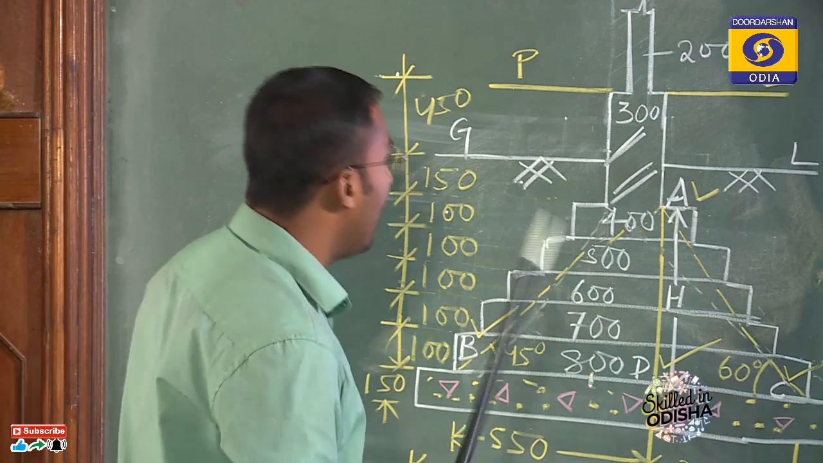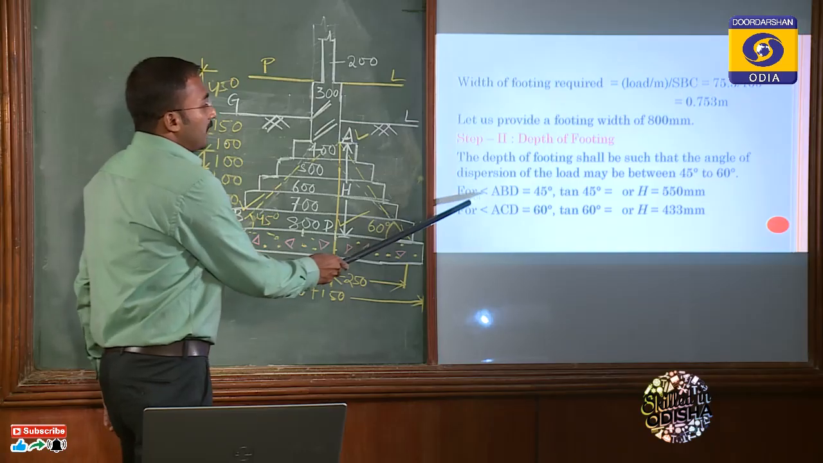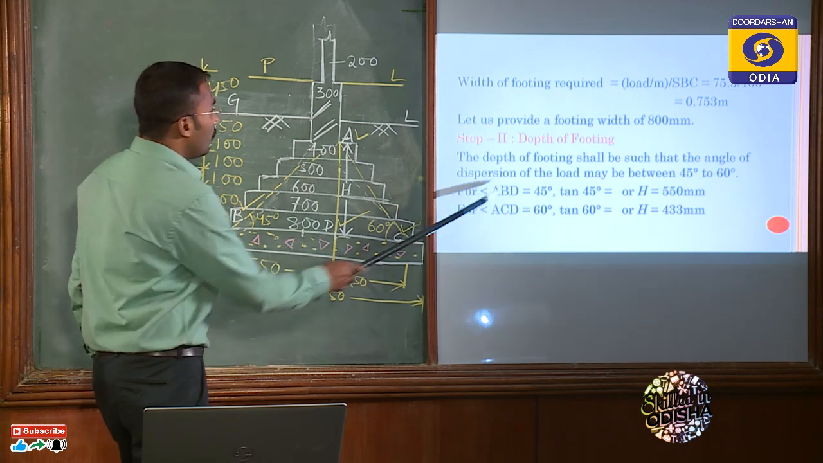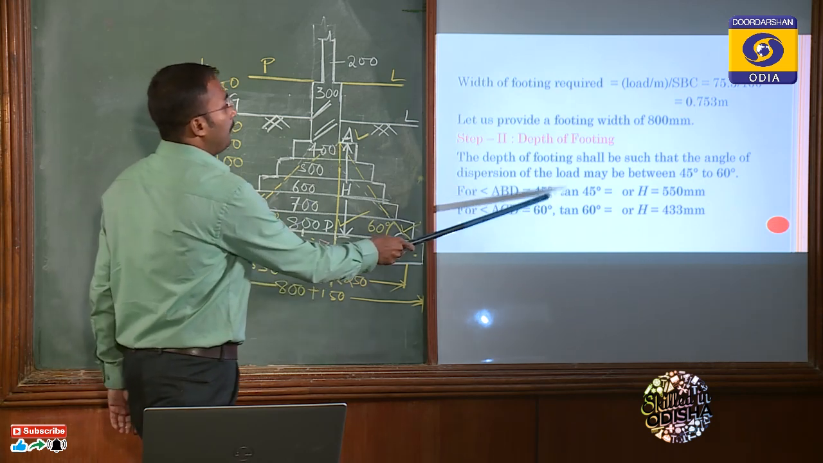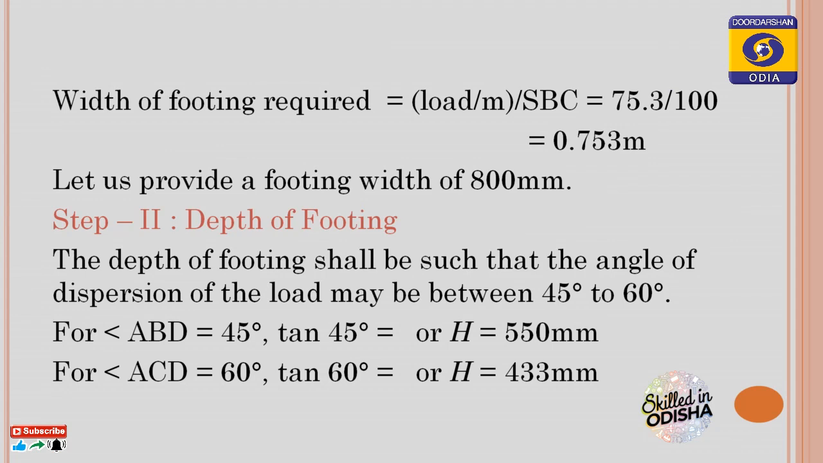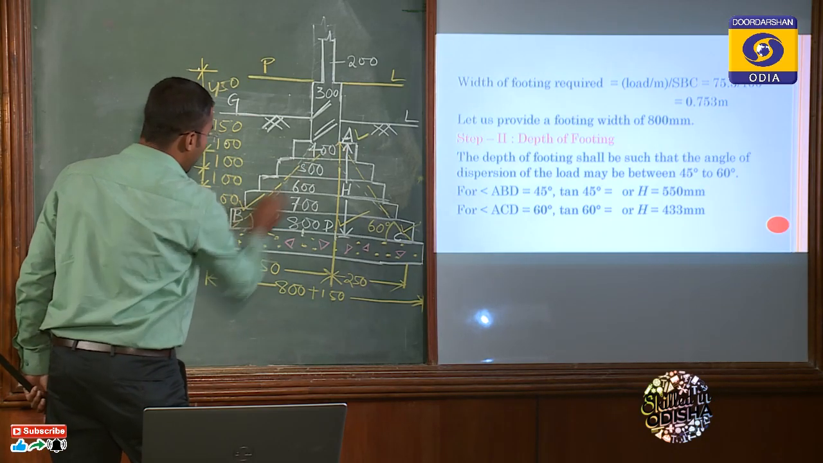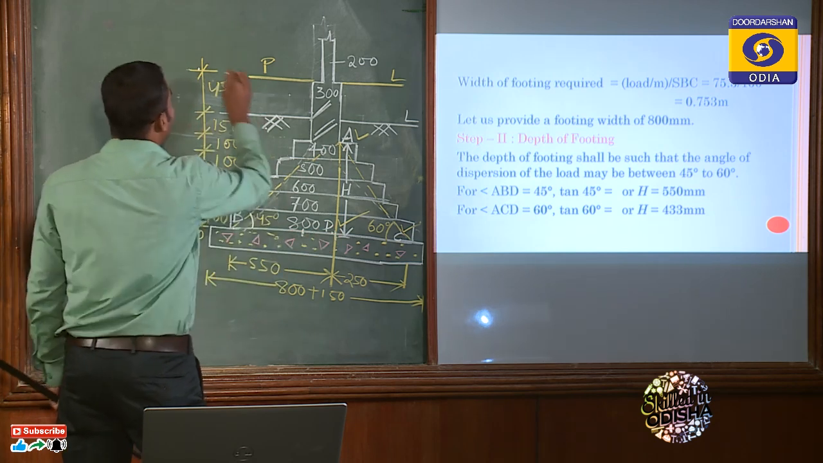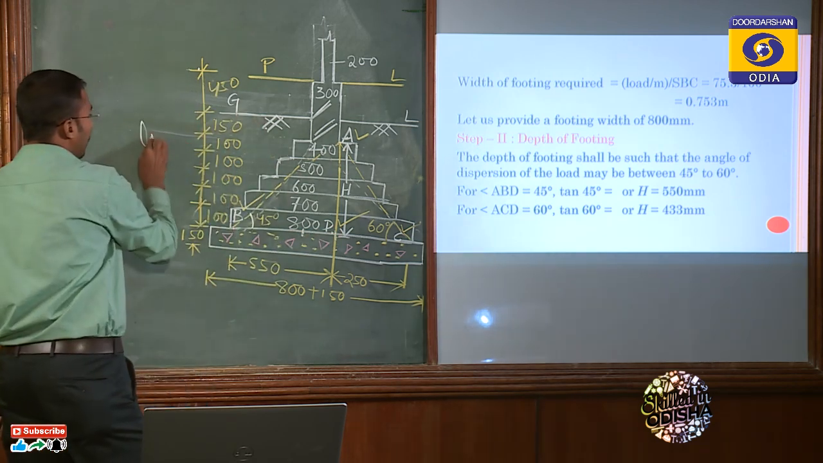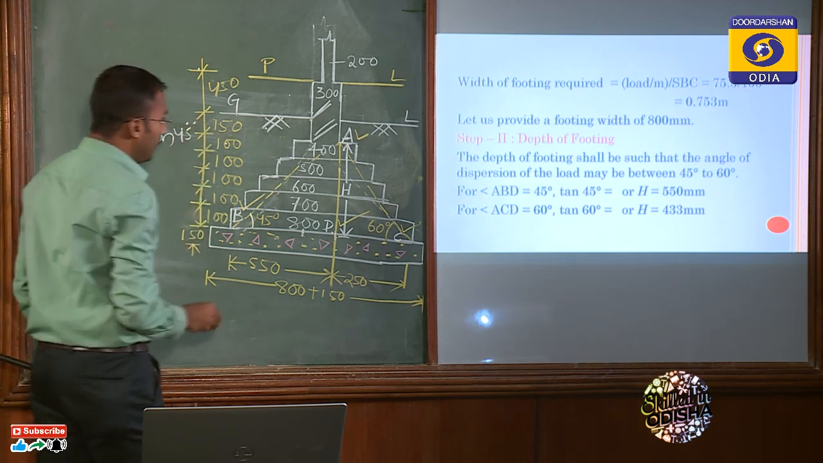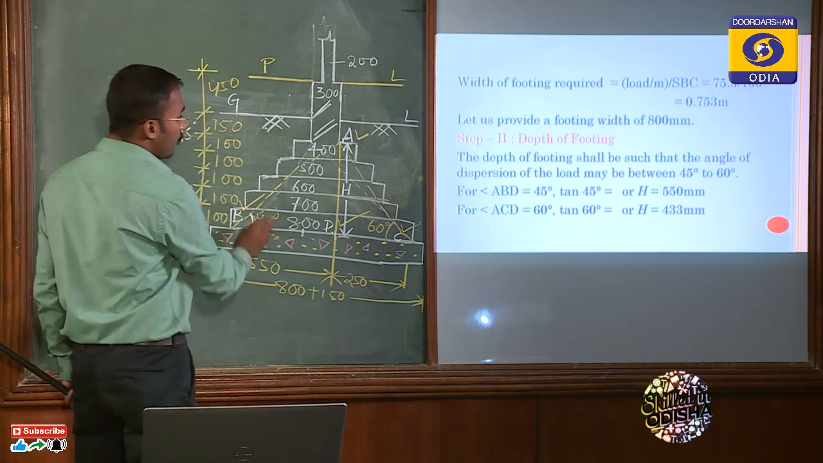So look at here, for the angle ABD to be 45 degree, tan 45 degree equals H by 550. So for ABD, tan 45 degree, look at here, tan theta equals P by B.